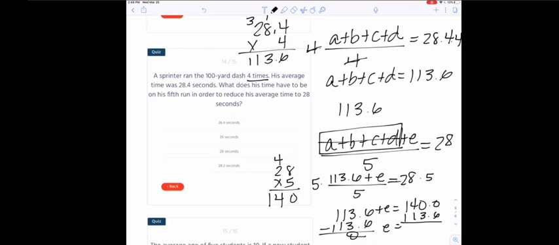And I'm going to get. Well, here I have to borrow, so I'm going to go here and make this a 10. So now this one's going to borrow, making this one a 9, and this one becomes a 10. So 10 minus 6 is 4, bring down that decimal. 9 minus 3 is 6, 3 minus 1 is 2, and 1 minus 1 is 0. So my answer is 26.4 seconds.